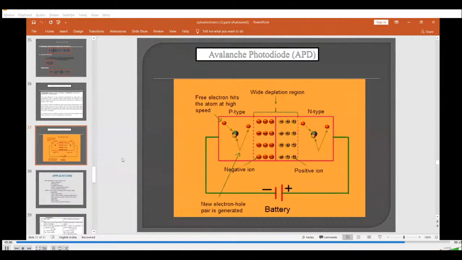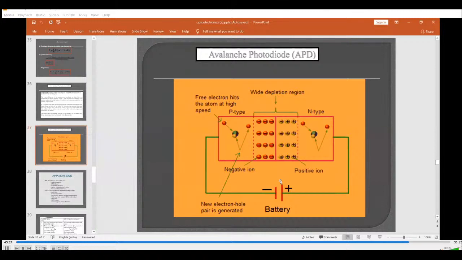By impact ionization. So these newly generated carriers are accelerated by the battery, that is the applied electric field, whatever electric field we are applying. So by this, they are accelerated, and they gain enough energy to cause further impact ionization. Thus, the carrier number is increased exponentially, and this effect is known as the avalanche effect.